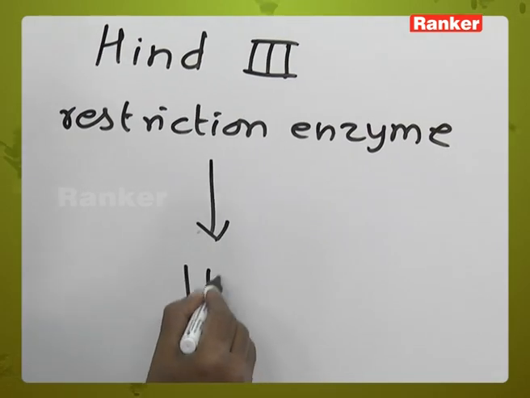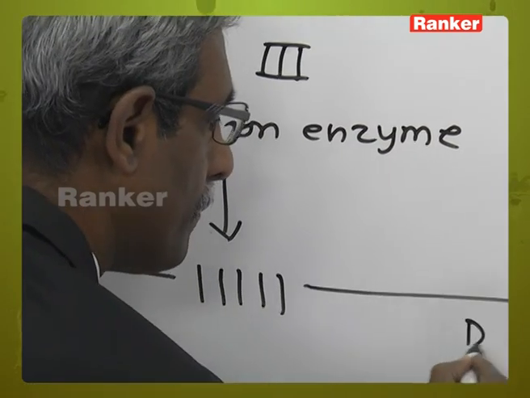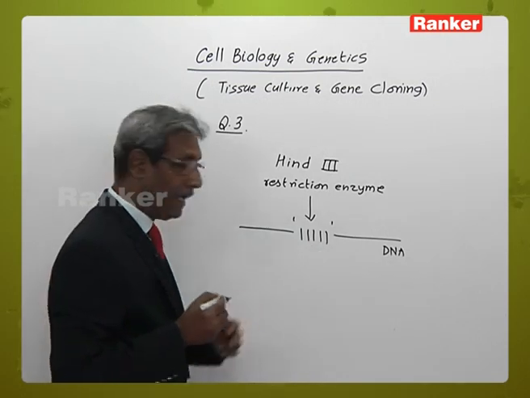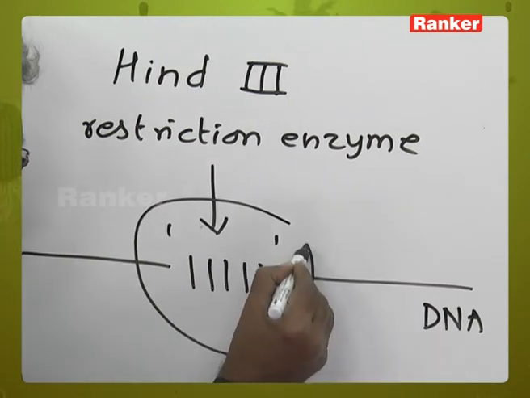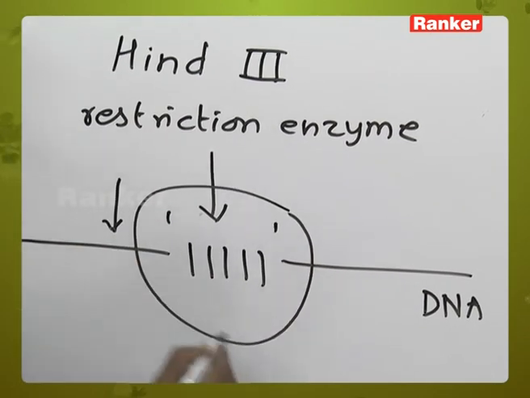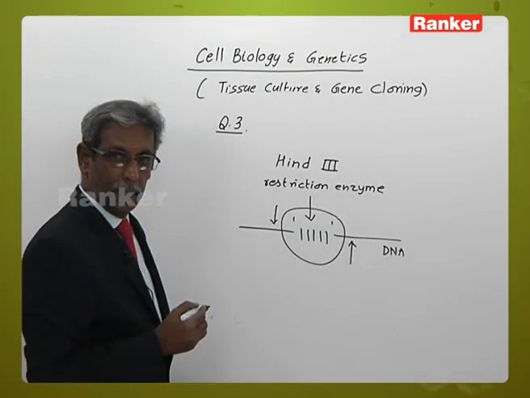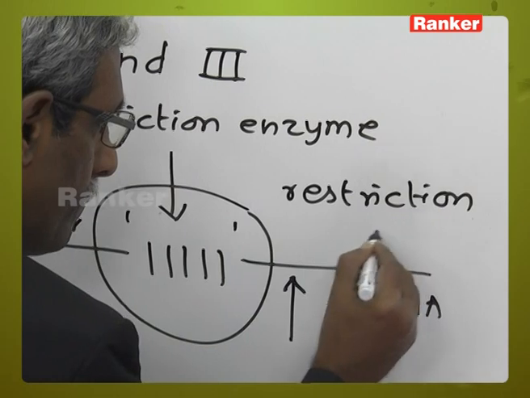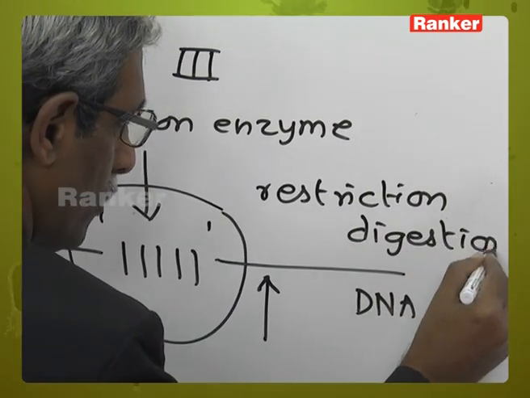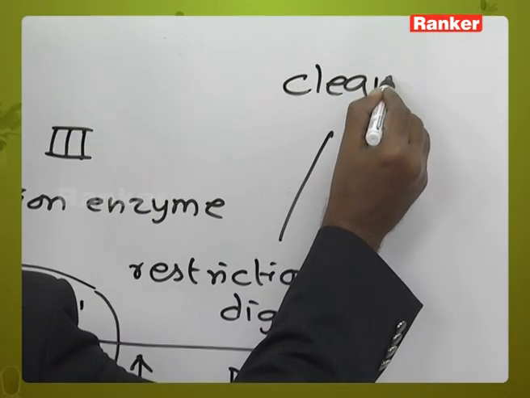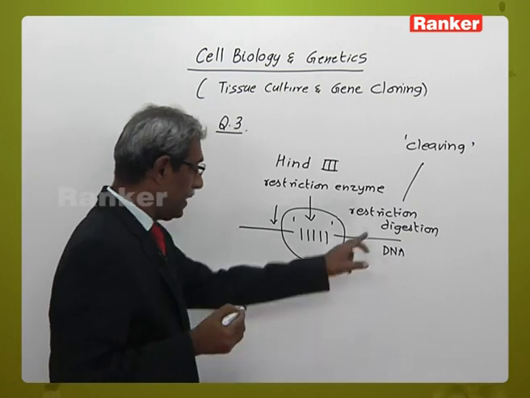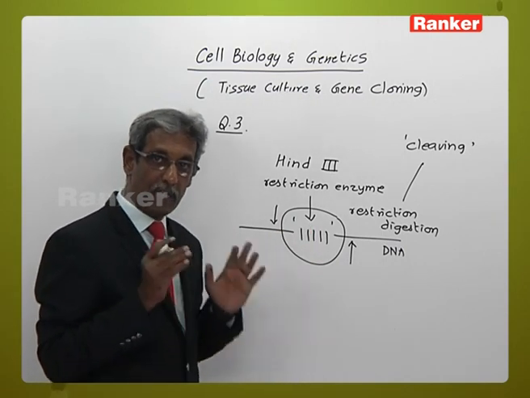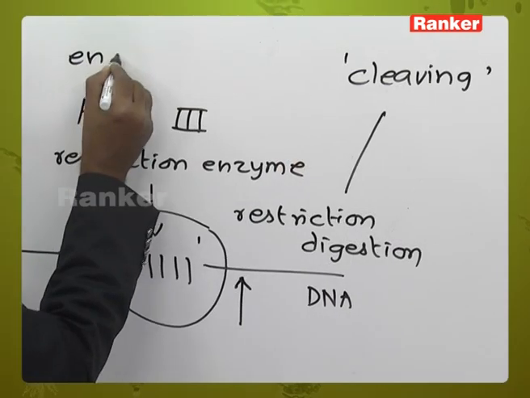could locate a specific sequence in the entire DNA, and it could remove the sequence. So, when the restriction enzyme cuts the sequence specifically, the term which is used for this is termed as restriction digestion. So, restriction digestion primarily means cleaving. So, it's a cutting of the sequence of interest, and this cutting is attributed to a set of enzymes which are termed as endonucleases.